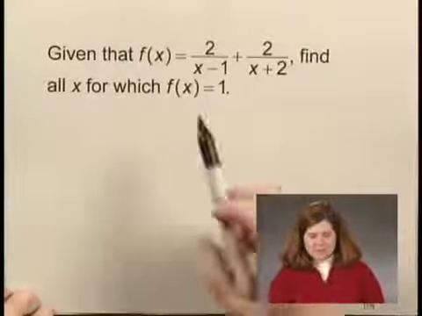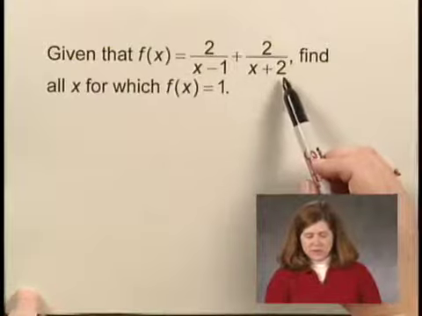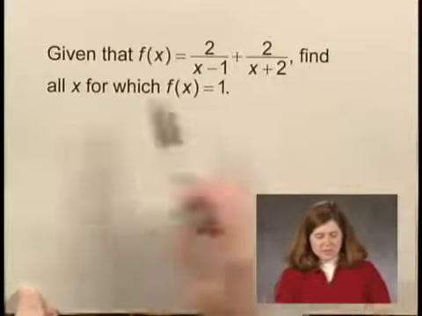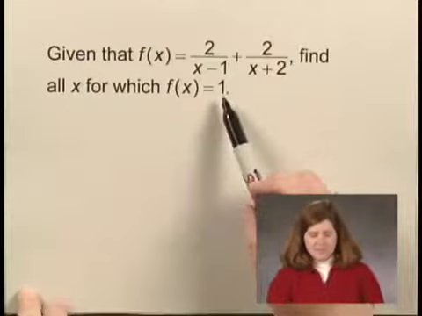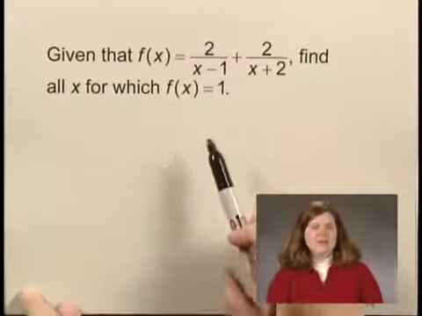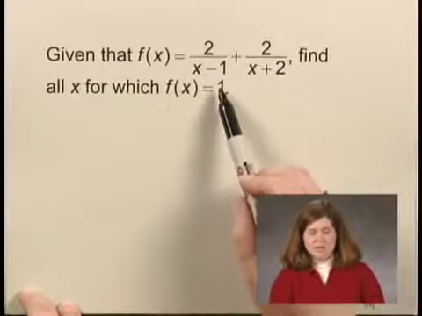In this problem, we'll solve a rational equation. We're given a function. Given that f of x equals 2 over x minus 1 plus 2 over x plus 2, we're asked to find all x for which f of x equals 1. Now be careful, this does not tell us that x is 1. This tells us that f of x is 1.